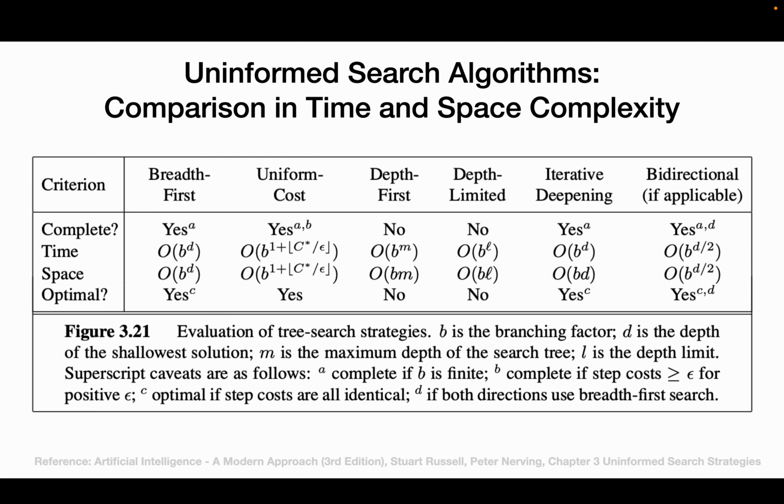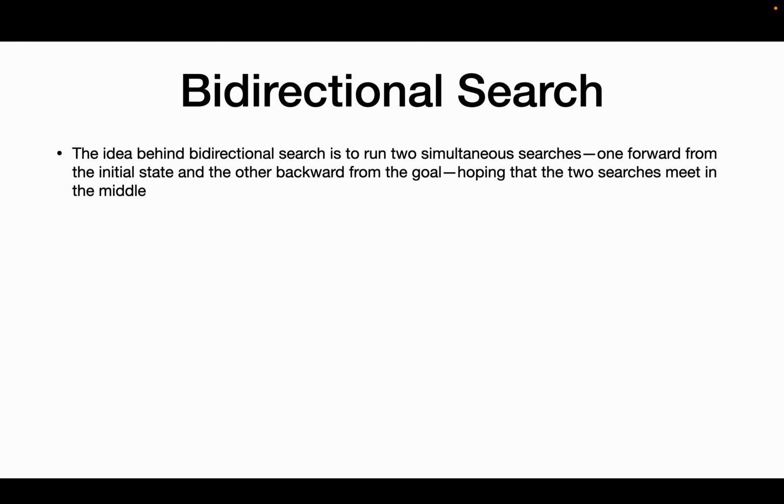Now let us see one other algorithm which has a reduction in the time complexity from order of B power D to order of B power D by 2, but it also comes with a substantial increase in the space complexity, which is order of B power D by 2. This is called the bidirectional algorithm. The idea here is to simultaneously start from the initial node and also the goal node and find a point where you will meet in the middle.